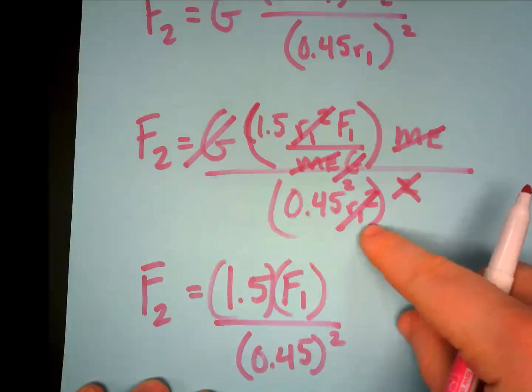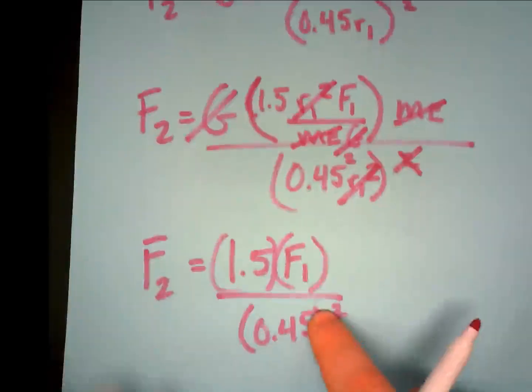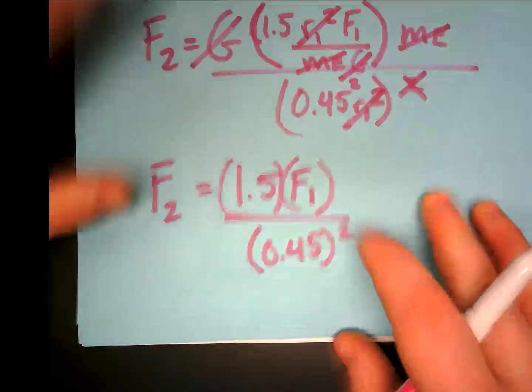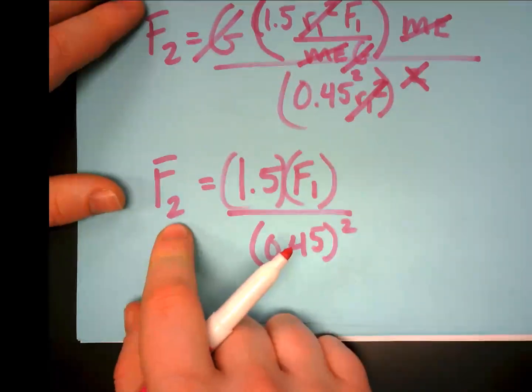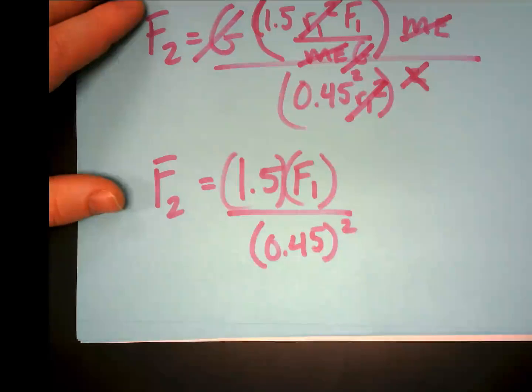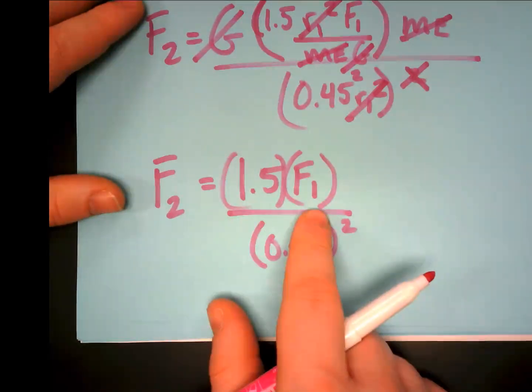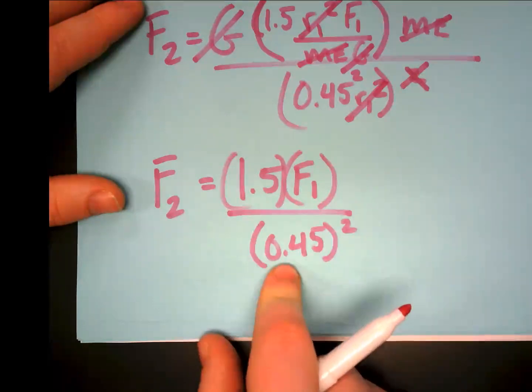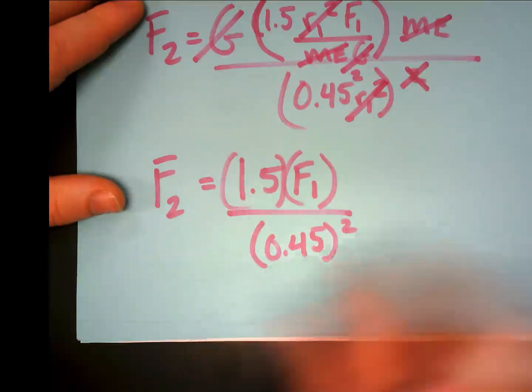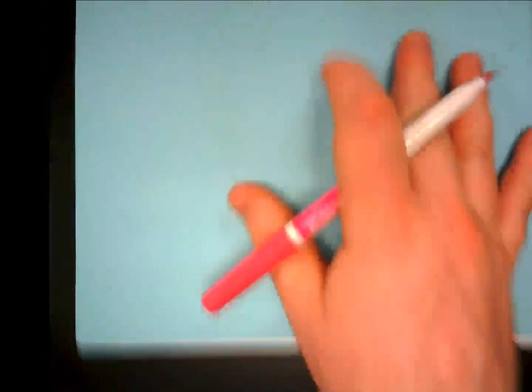And we were able to get rid of R1 or R1 squared in the process. And so we were then left with this little equation here. The force of gravity felt between the second spaceship and the Earth is going to be equal to 1.5 times F1 divided by 0.45 squared. Okay, so let's just then fill in what's missing.